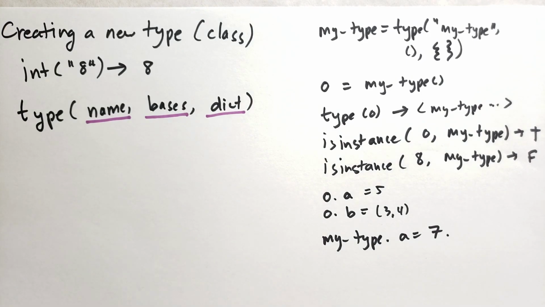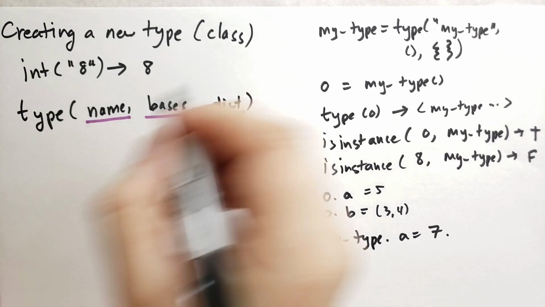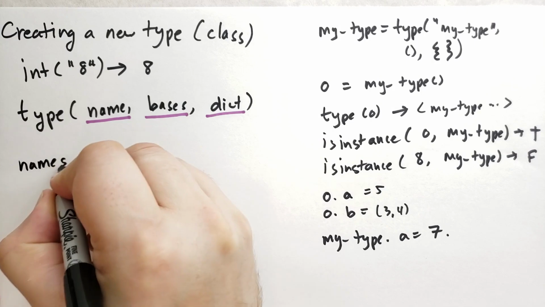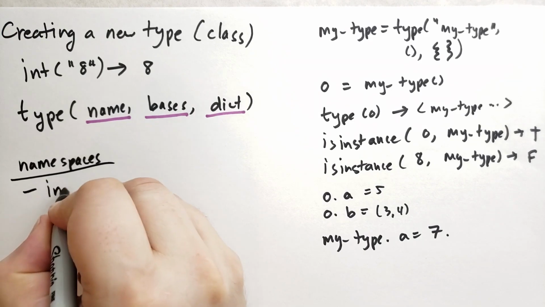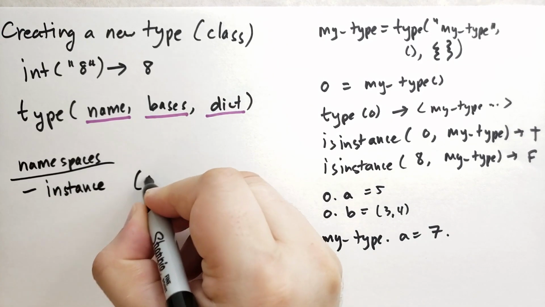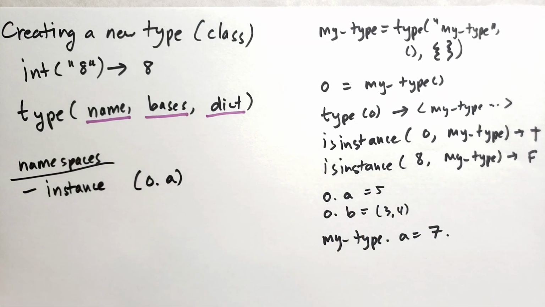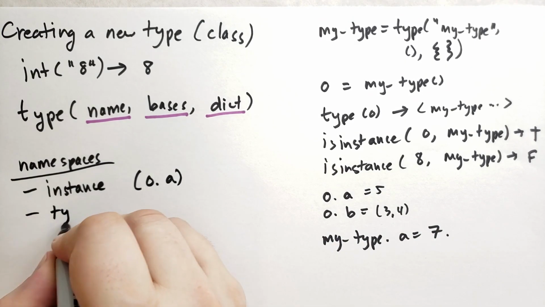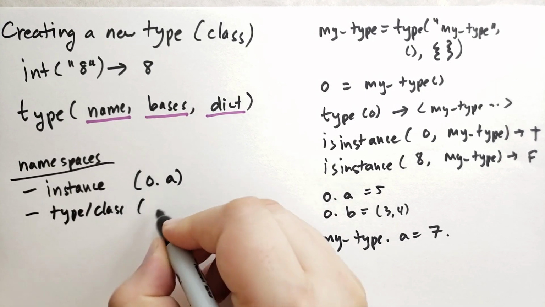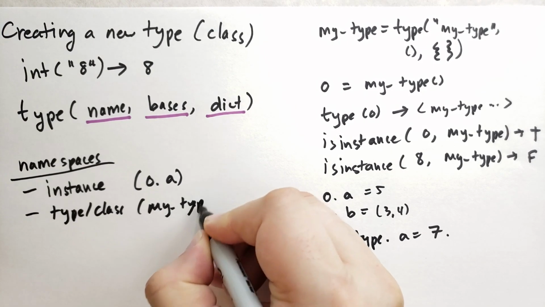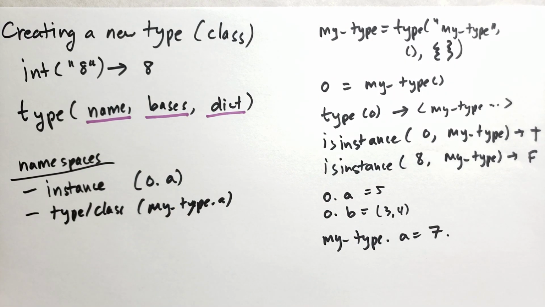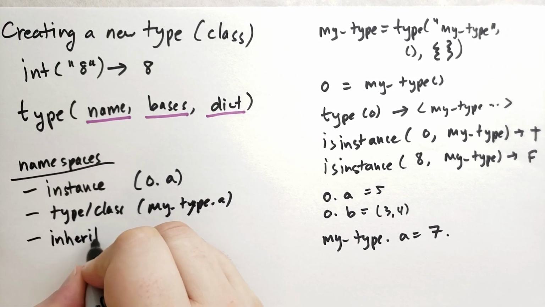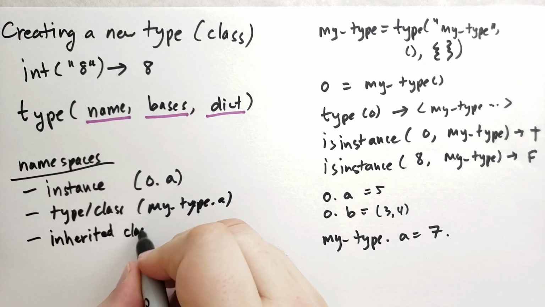So we've talked about namespaces before. In the case of types, we have the following namespaces that come into play. We have the namespace of the instance, and that's like our o.a in our example over here. We have the namespace of the type or the class. That's myType. It's also what we passed in as the third parameter when we called type to create the new type. In the future, when we talk about inheritance, we're going to talk about where the namespaces of the inherited classes also come into play.